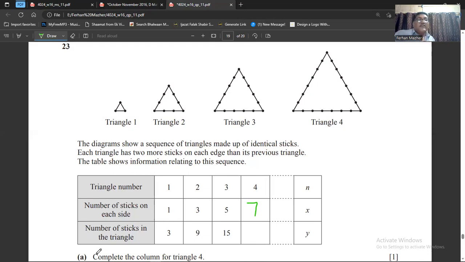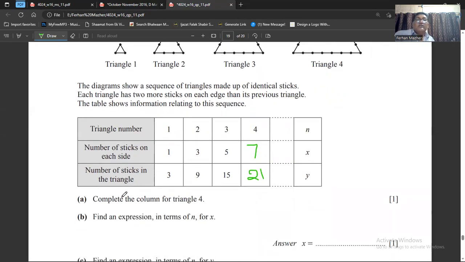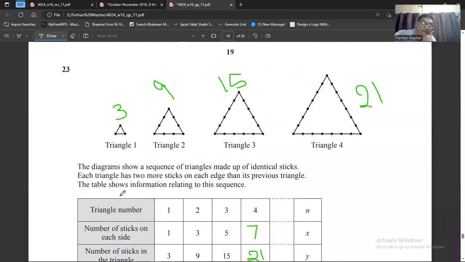Here is the number of sticks in the triangle. In this triangle, we have totally how many? 3 sticks. Here we have 3, 3, 3, 3, 3, 3, 3. So here we have 9. Here we have 1, 2, 3, 4, 5, and 5 3s are 15. And how many sticks are here? 2, 3, 4, 5, 6, 7. 7 3s are 21. So here we will have 21. So you understand it's just by counting the sticks we can tell.